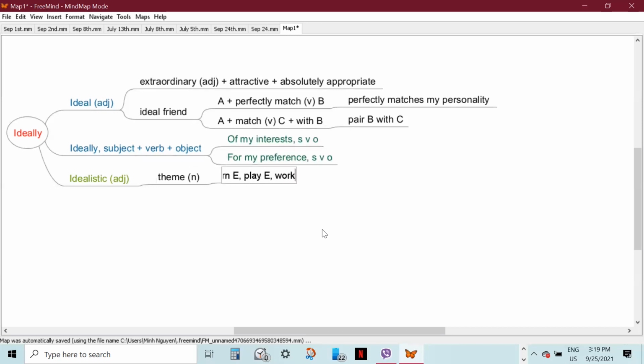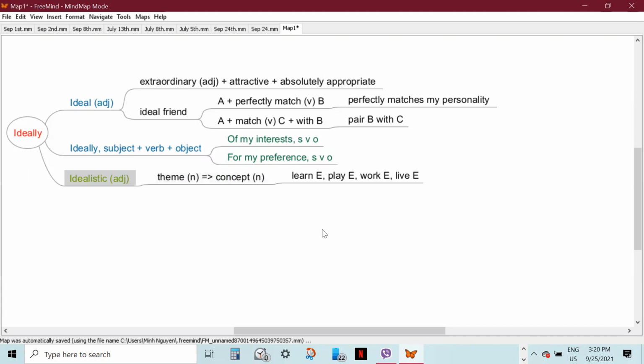Learn English, play English, work English, and live English, for example. So this is the theme. Theme here is much more about the concept, okay? The concept of your work, the concept of your English studying. This is the way that we are going to conduct the environment in which people will work, will live, will study, will play, okay?